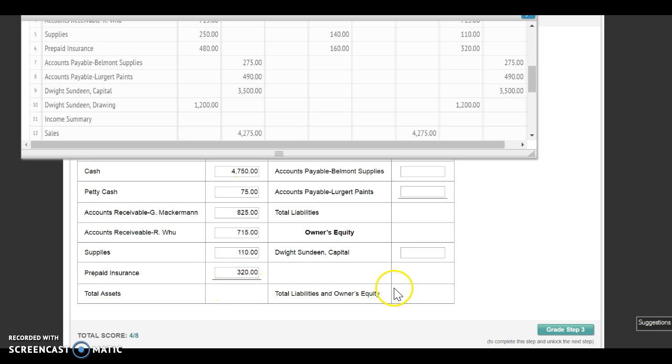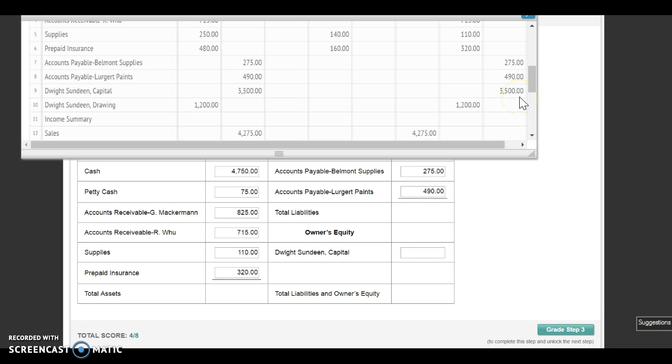Okay, so that's my asset side. Now I'm going to look at my liabilities. I have accounts payable, Belmont Supplies. They are at $275. I have my accounts payable is at Lurgit Paints for $490. And then I need to put in my capital. My capital amount is $3,500.